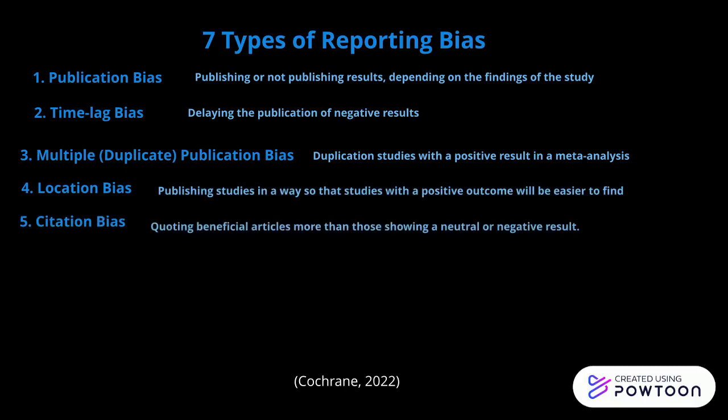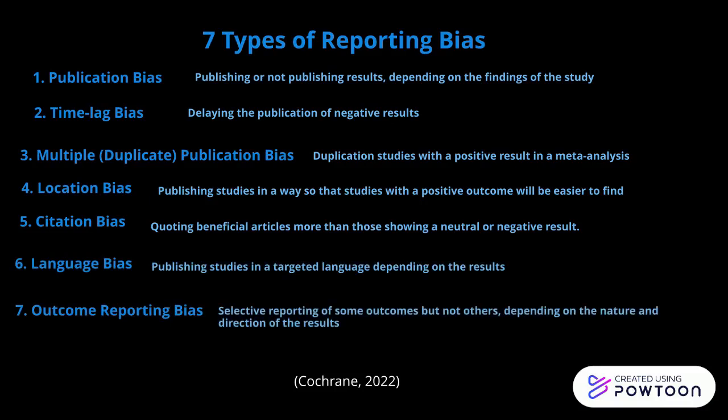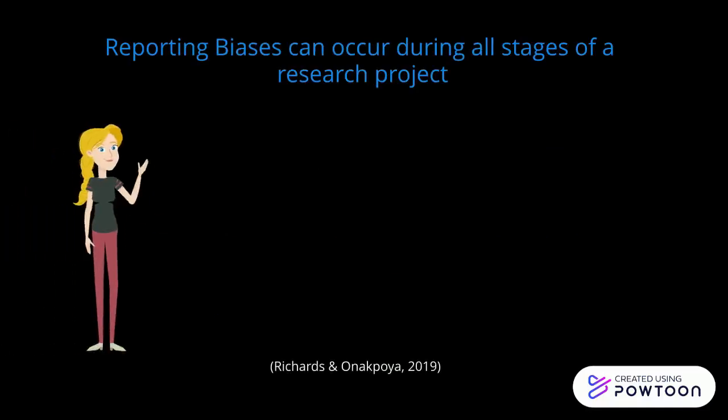Citation bias, quoting beneficial articles more than those showing a neutral or negative result. Language bias, publishing studies in a targeted language depending on the results. And outcome reporting bias, which is selective reporting of some outcomes but not others depending on the nature and direction of results. Reporting biases can occur at all stages of a research project.